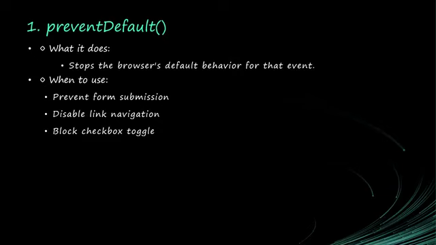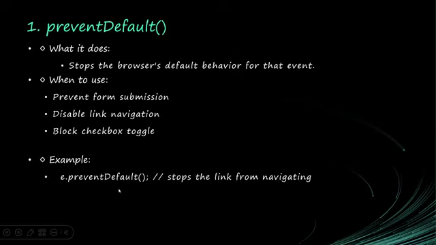So if you want to prevent the default behavior of a particular element, you would call event.preventDefault. Once you call it, the default behavior of that element will not happen. Just like when you click on a link, it will take you to a new page, but if you call preventDefault, it will not take you there.